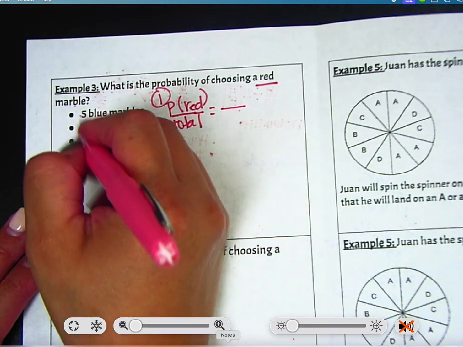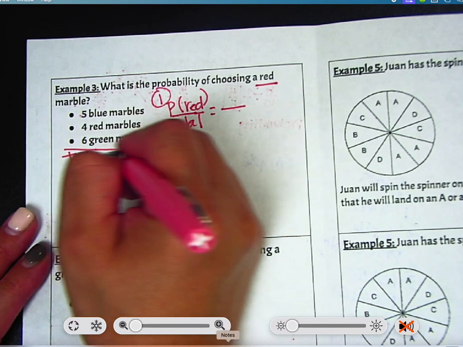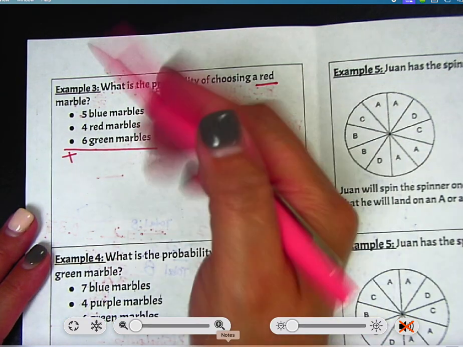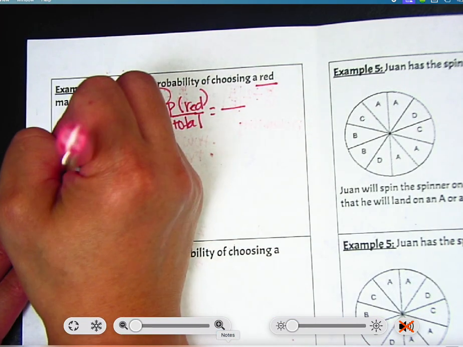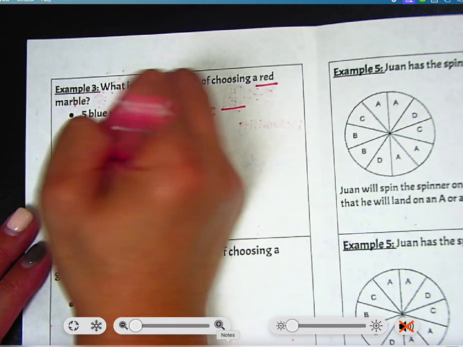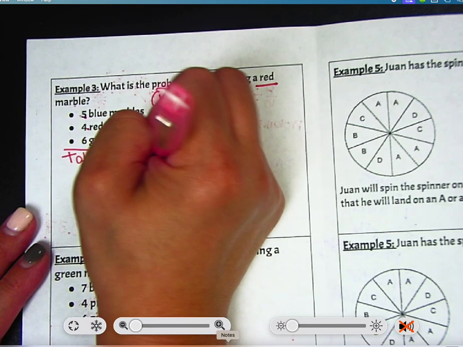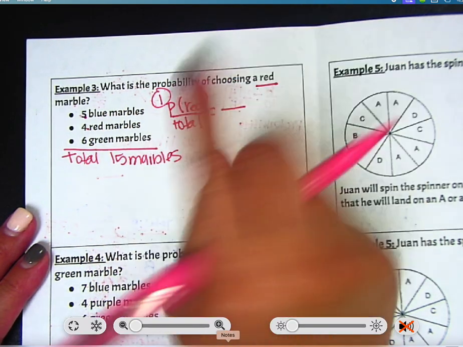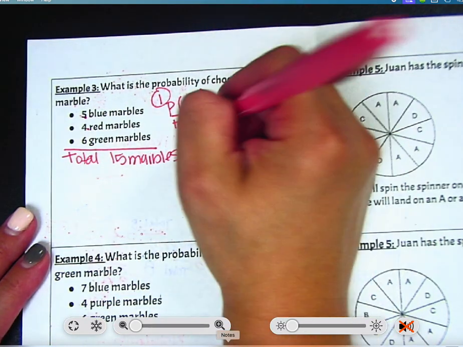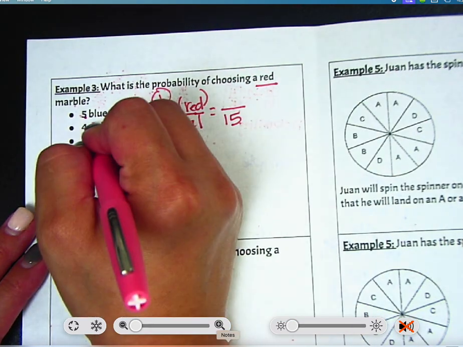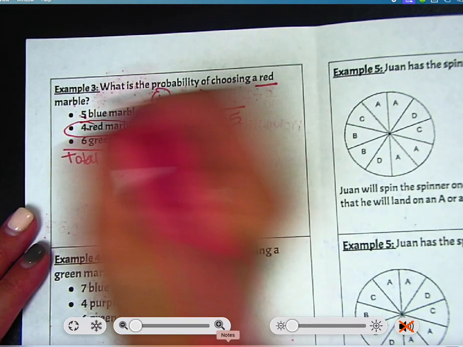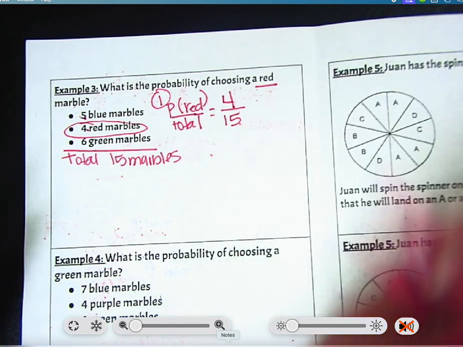So I'm going to find my total by adding all the possible marbles. So 6 plus 4 is 10, plus 5 is 15, so I have a total of 15 marbles. Okay, so down here, you're always going to put your total at the bottom and put 15. Now, how many of those 15 are red? 4. 4 out of 15.